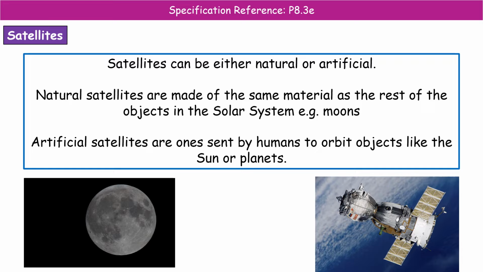What we're going to do then is carry on our journey through space, and the first thing we're going to consider is a satellite. When we think about satellites, these are either going to be classified as natural or artificial. Natural satellites are made of the same material as the rest of the objects in the solar system, so they're things like our moon, for example. And artificial satellites are the ones that we as humans have sent into orbit around objects like the sun or planets. So natural, naturally occurring like moons. Artificial, these are the ones that we've created and then sent up into space around planets, sun, etc.